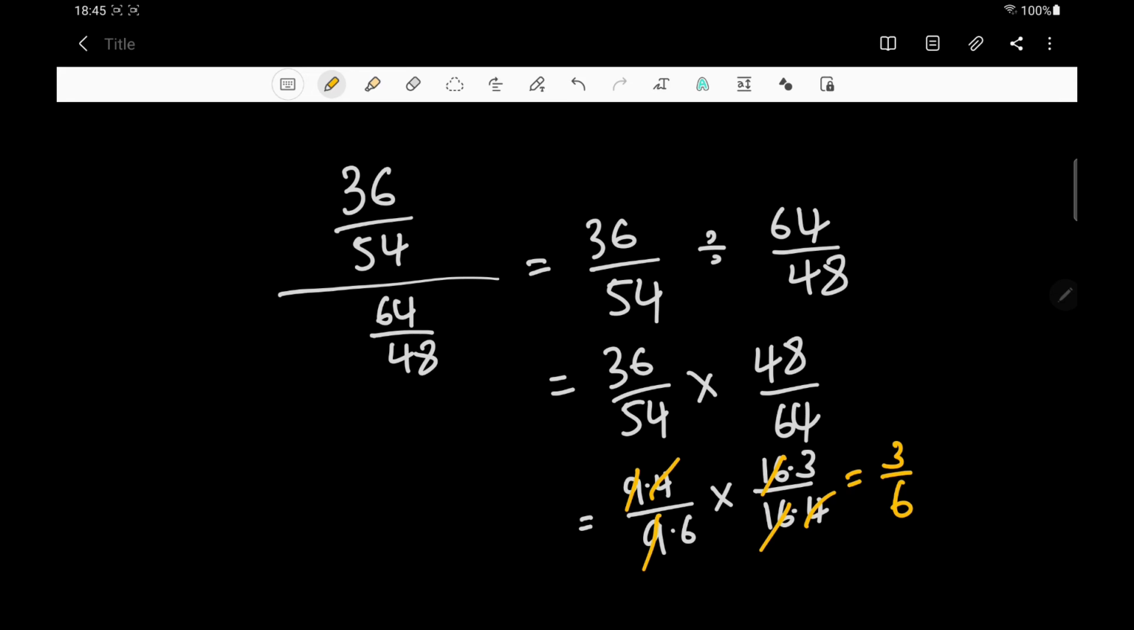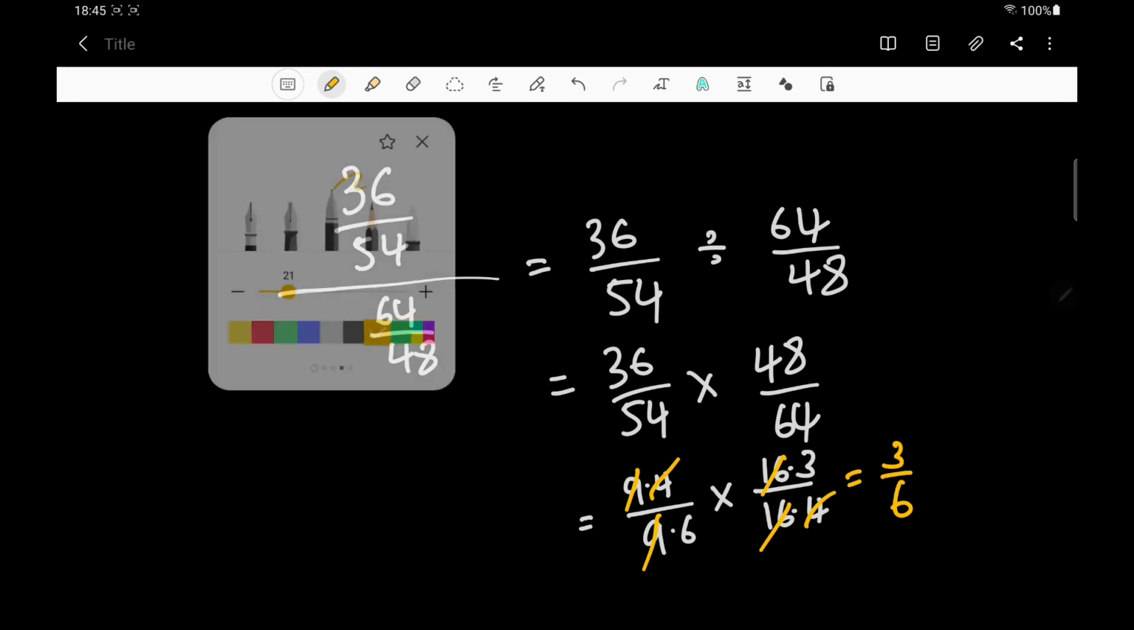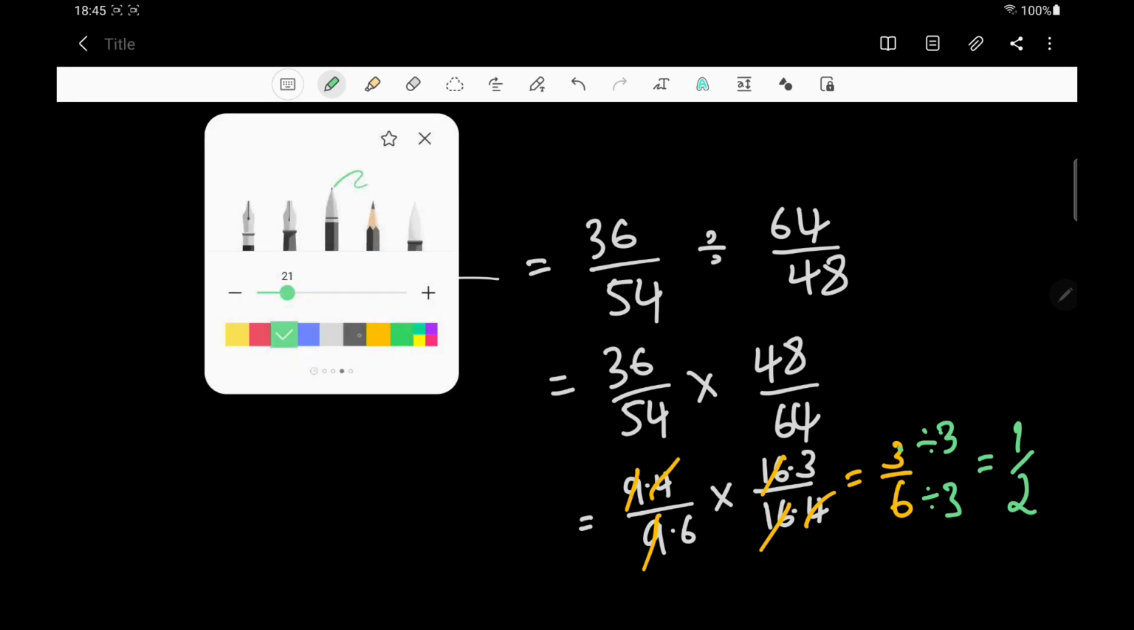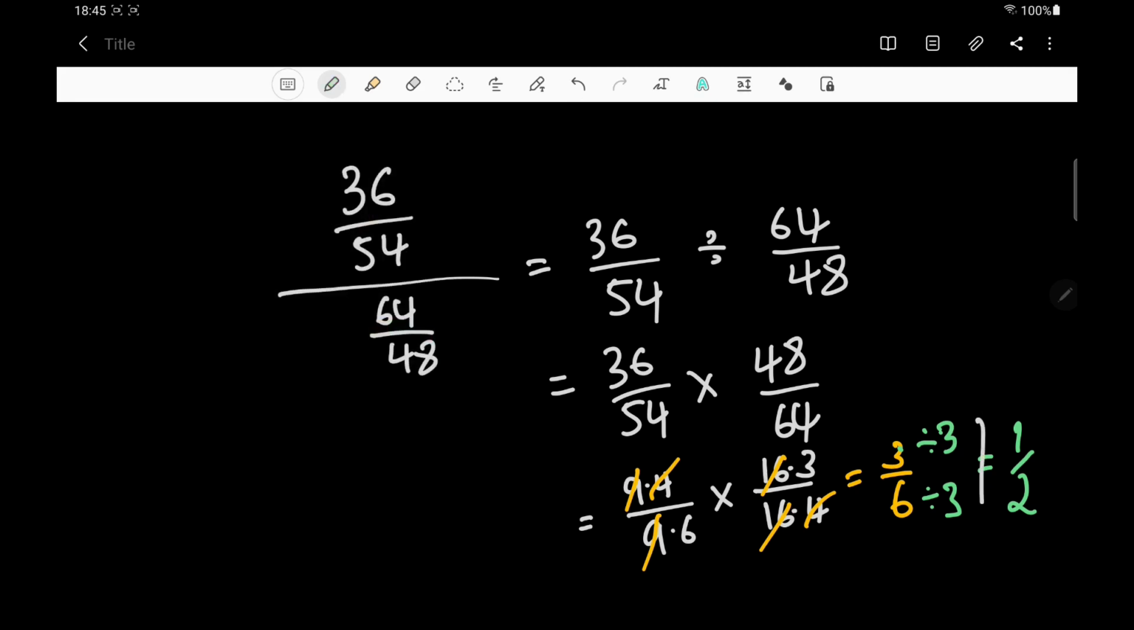All right, I think we can further simplify this 3/6. If we divide both up and down by 3, we can get an answer of 1/2, because 3 divided by 3 is 1, and 6 divided by 3 is 2. So our final answer is 1/2.